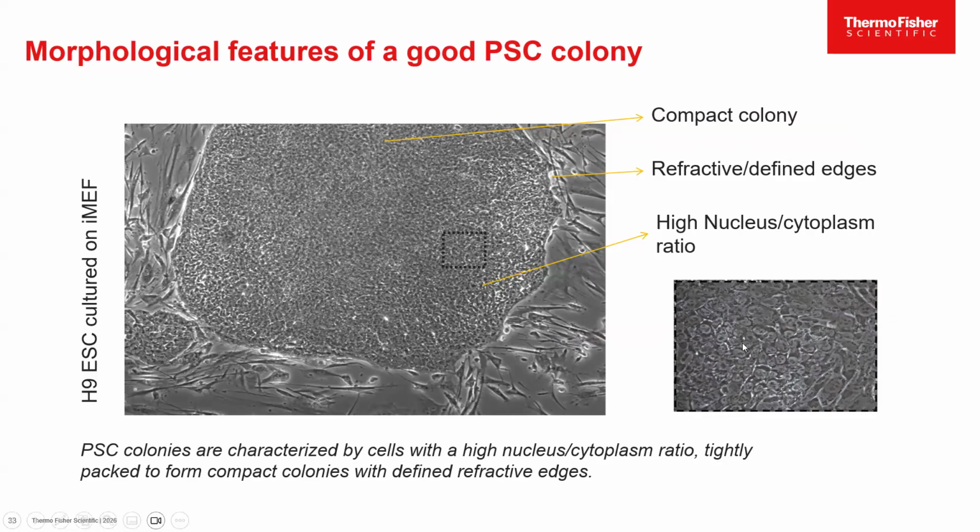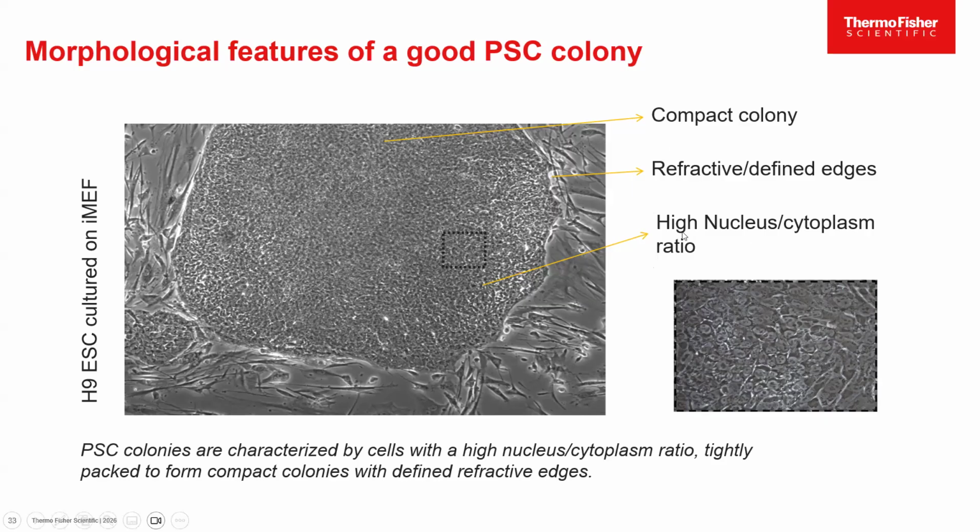And if you zoom in on this, you can see that very clearly. The spaces between the cells is very, very small. Another thing you'll notice is that they'll have these defined, hopefully round, refractive edges. It almost looks like you're shining a light from behind it. That's because the edges are slightly beveled. And that's again a good sign of PSC morphology because these cells like to attach to themselves as opposed to their surroundings. So a rounded colony morphology that has that refractive edge is something that we look for.